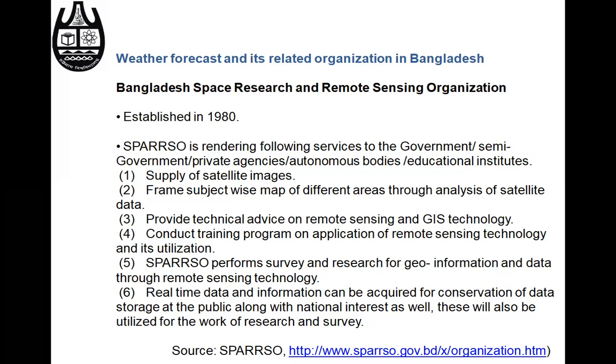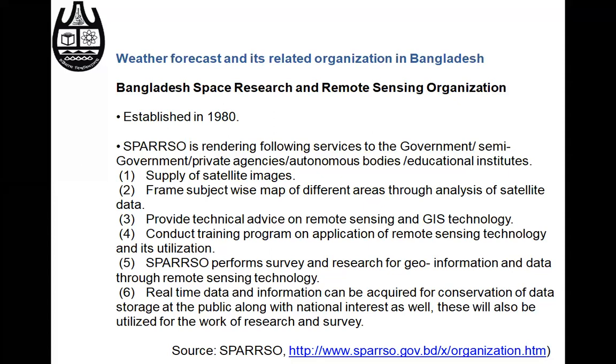They also analyze this technology on the basis of different purposes. Sometimes the government and other organizations want to know about the agricultural condition of the country. Perhaps they want to know the appropriate areas where we could produce some winter crops, where we can produce this type of paddy. So they analyze it and provide this information to the particular organizations.